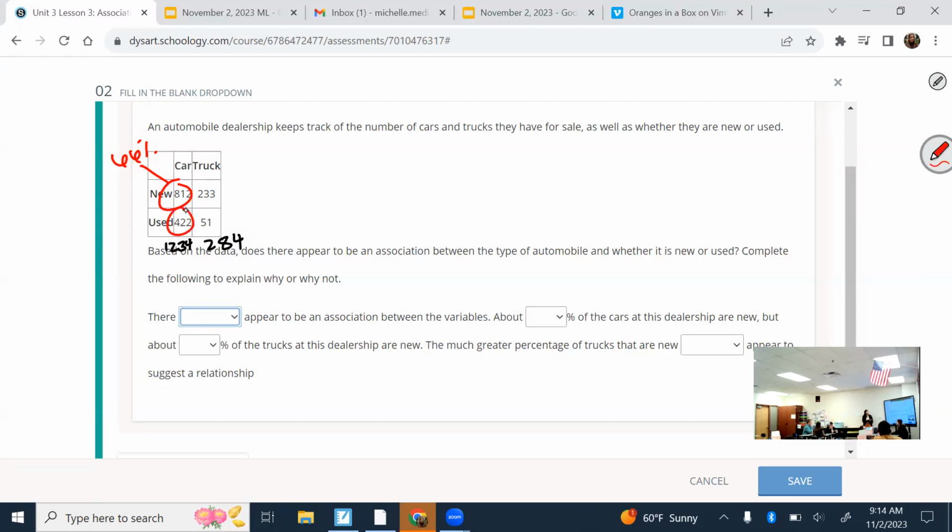Now for the trucks, that would be 233 out of 284 that bought them new. So that's 82%. So maybe that's what we were supposed to do in number one, is make a relative frequency table so that we could see the answer better. But I already deleted it. All right, so then 51 divided by 284 is about 18%.